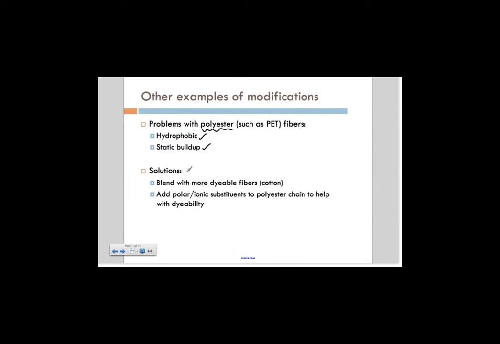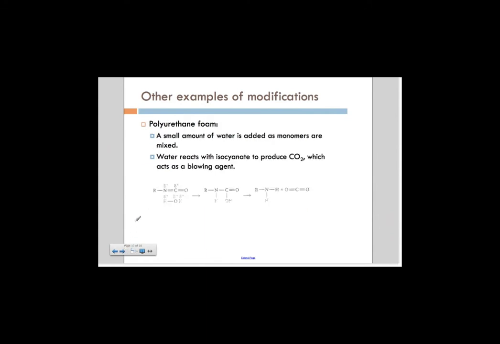The solution to these problems is simply blending. If you blend other fibers, other polymers in with polyester, you'll be able to more easily dye it and reduce the static buildup issues with those polymers, so they lay nicer on your skin. Other options are to simply modify the polymer chain. We can do some structural changes, or some post-structure modifications of that polymer. Okay. All right, last example.